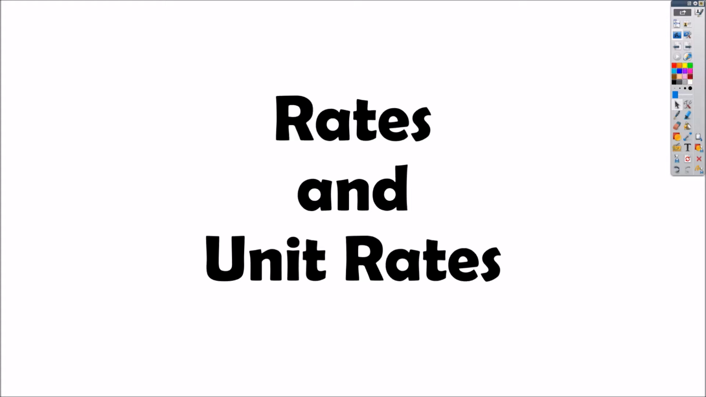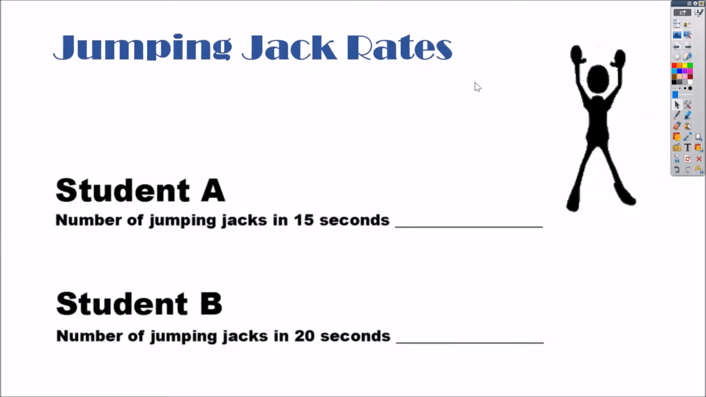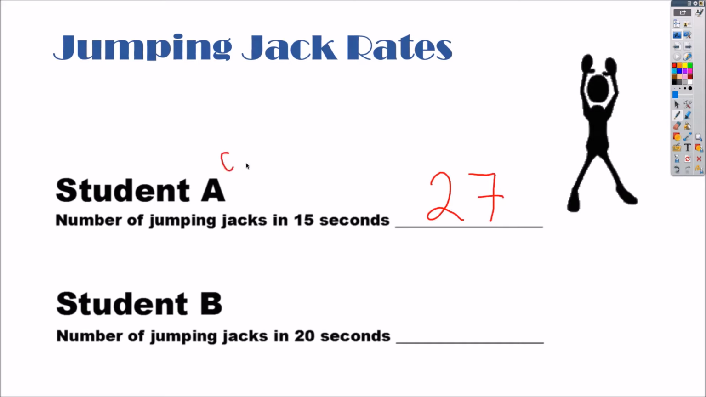So we had a fun little experiment that we got to do in class today. I'm sorry if you missed it, but we had two students stand up at the front and challenge each other. So we had student A, and we wanted to see how many jumping jacks she could do in 15 seconds. And she did 27 jumping jacks. So I'll just tell you it's a girl. So we had our girl who did 27 jumping jacks in 15 seconds.